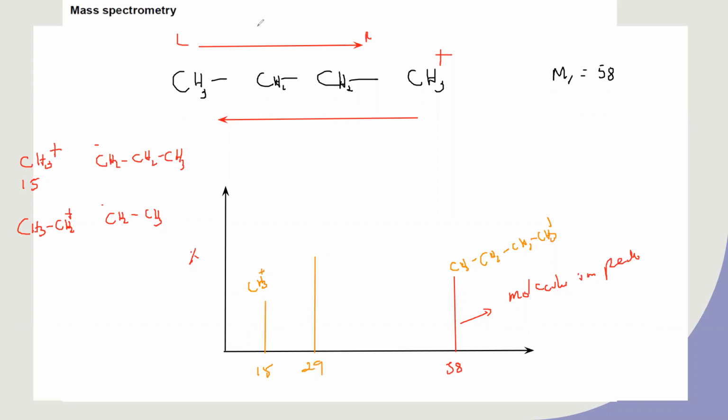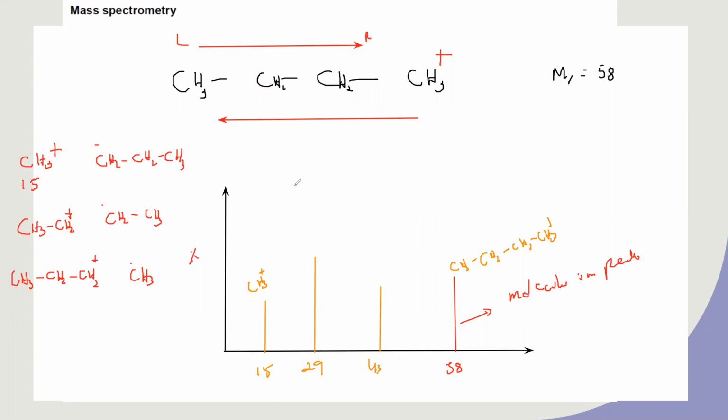Then it might break into CH3, CH2, CH2, the cation, and then the CH3 radical. A radical cannot be detected, so you will detect this part only. So this was 15 plus 14, 29, and 29 plus 14, that's 43. So you will get another peak at 43.